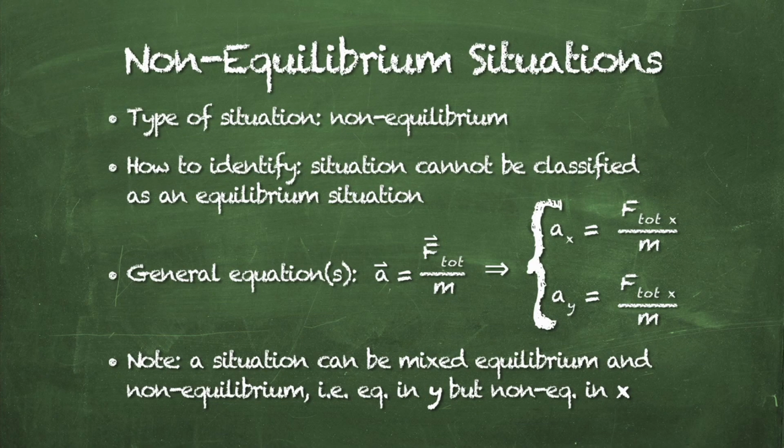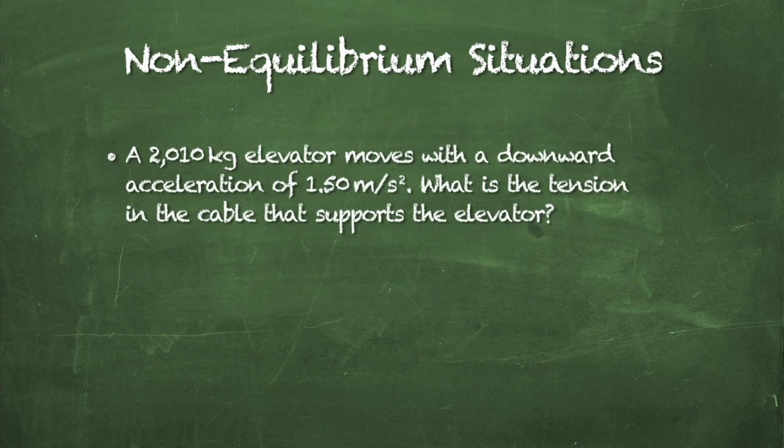Let's go right into an example, and this is a non-equilibrium situation. The problem statement is a 2010 kilogram elevator moves with a downward acceleration. Notice where you're given a direction of the acceleration, which is necessary because acceleration is a vector. The downward acceleration of 1.5 meters per second squared. What is the tension in the cable that supports the elevator?